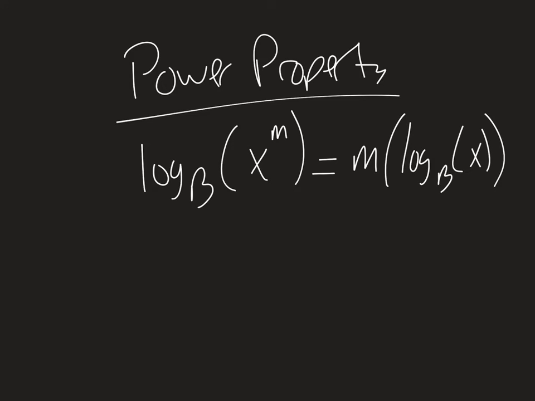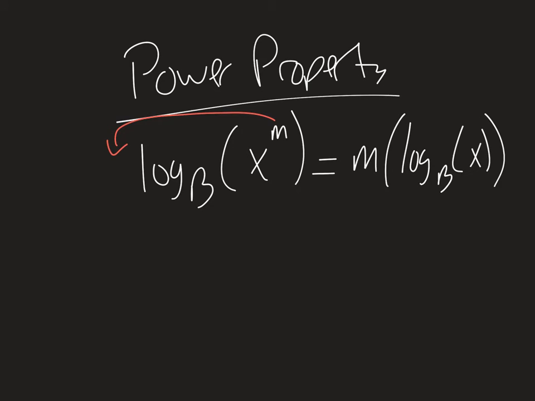The last one we'll talk about in this video is called the power property. Now, this one is a little bit different, but we can actually justify it using the product property. What I'm saying here is that if I have log base b of x to the m, that's the same thing as m times log base b of x. Just essentially moving the exponent out into the front of the logarithm and multiplying it.